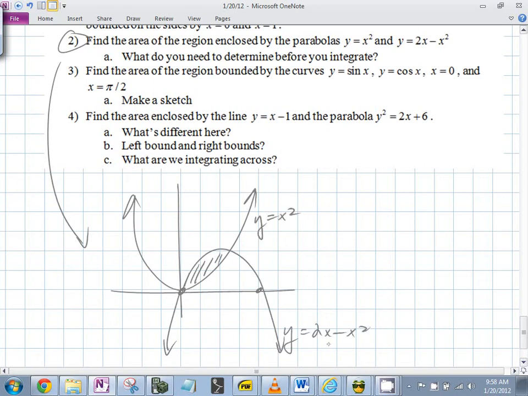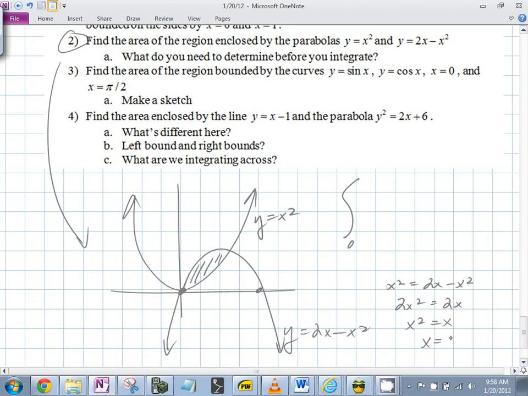This one is y equals 2x minus x squared, and this one is y equals x squared. So what's our first intersection point? Well, our lower limit of integration is going to be what? 0. Our upper is going to be the intersection of the two. x squared equals 2x minus x squared, so 2x squared equals 2x. So x squared is equal to x, so what's x going to be?